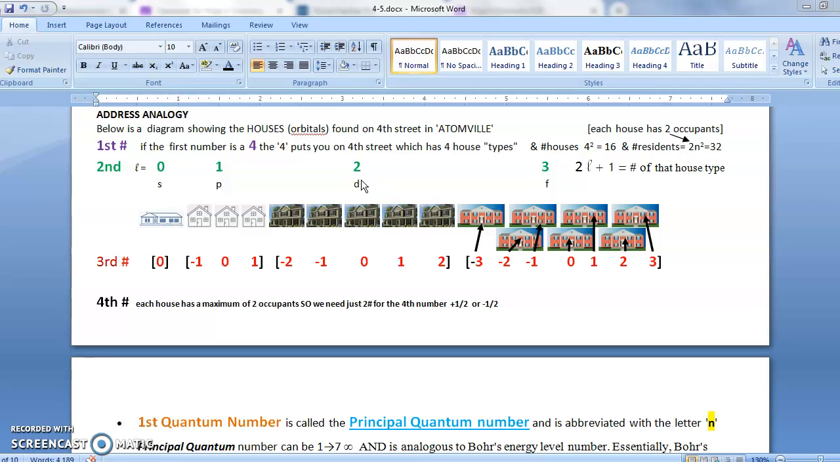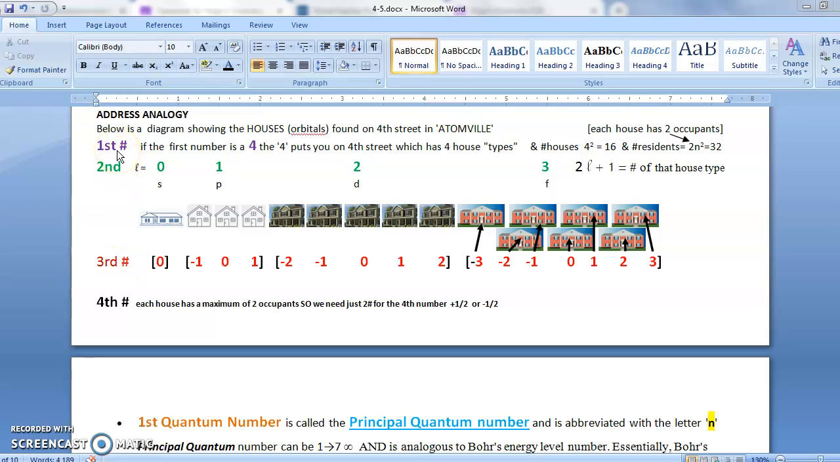How do I know I'm on the D part of the street? My second number in my address would be a 2. So if I have a 4 for the first number, I know I'm on 4th Street. If there's a 2 for the second number, I'm looking on the D part of the street. I know I'm in this type of house. But how can we tell the different types of houses? Which of the houses of that type are you in? That's what the third number does.